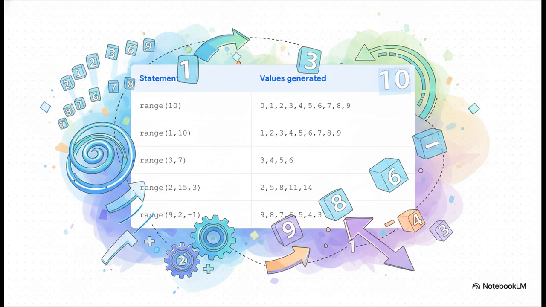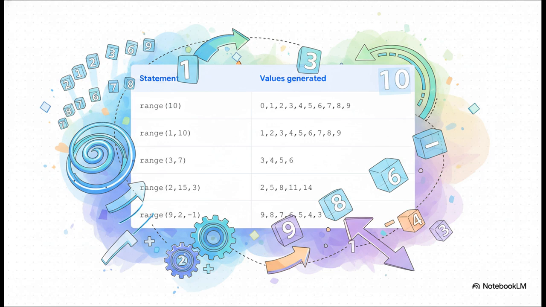First up, look at range(10). When you just give it one number, Python starts at 0 and counts up to, and this is super important, not including that number. So you get numbers 0 through 9. Now, check out the next one, range(1, 10). With 2 numbers, you're telling it exactly where to start and where to stop. But again, remember, it always stops right before it hits that last number.